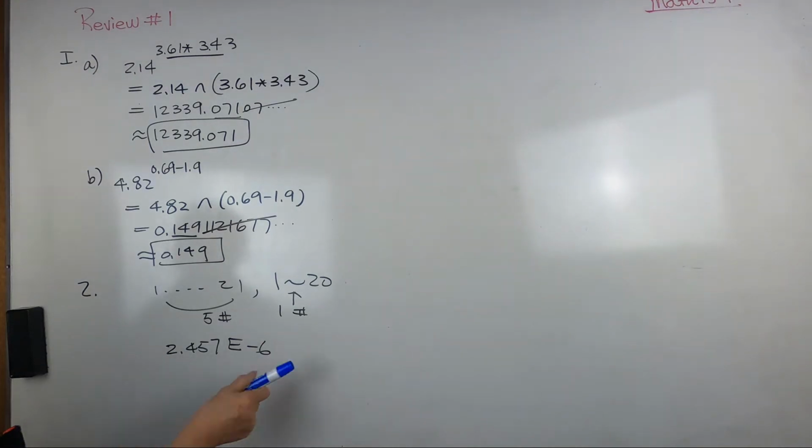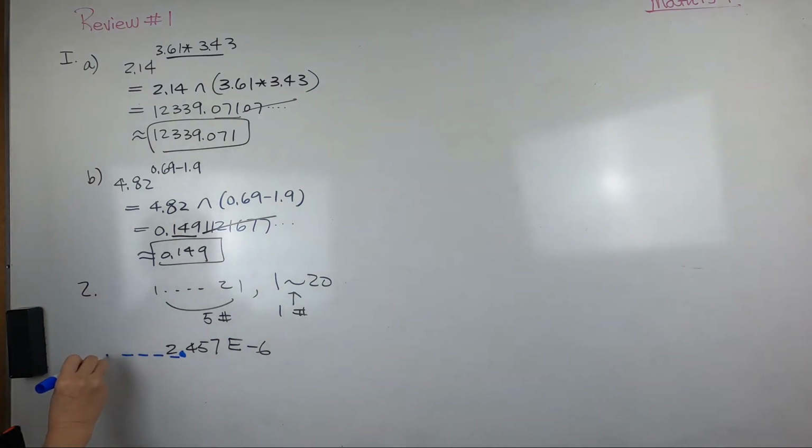If positive, it becomes bigger, so move to the right. If negative, it becomes smaller, so you move to the left. Okay, for the decimal point, how many places do you need to move? 6. Left 6. Negative goes left, right? 1, 2, 3, 4, 5, 6. So that's your new decimal place.